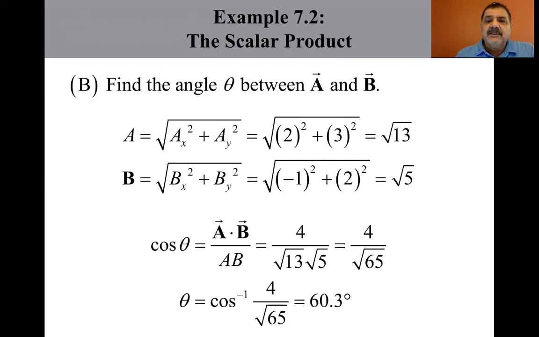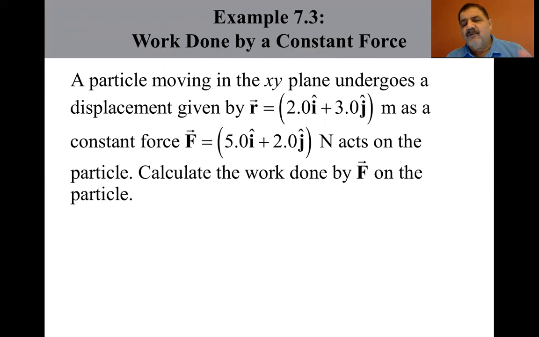Okay, let's look at work done by a constant force. We're going back one section, we're going to apply the dot product to a force and a distance. A particle moving in the xy plane undergoes a displacement given by r equals 2i plus 3j meters as a constant force of 5i plus 2j newtons acts on the particle. Calculate the work done by F on the particle.